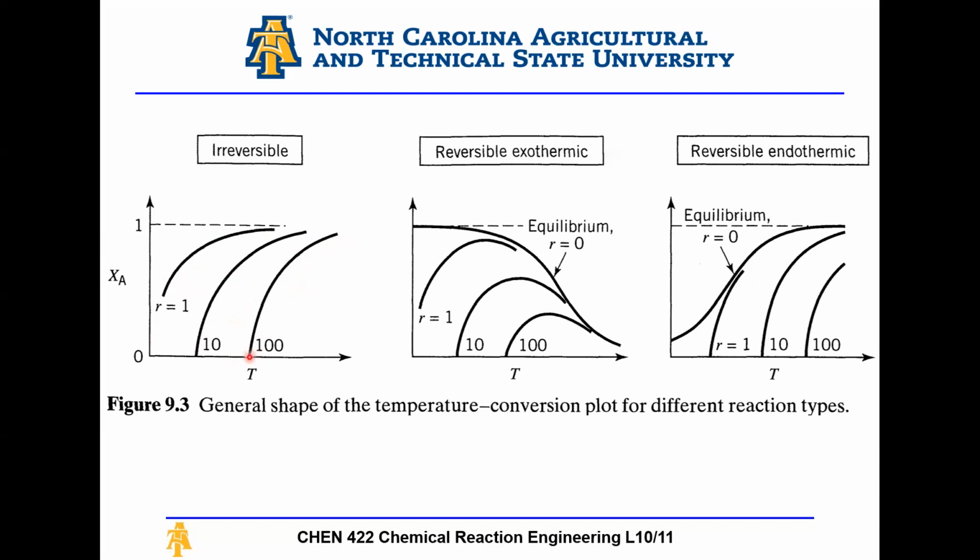My locus of equilibrium conversion changes. For a reversible exothermic reaction, this is what the plot looks like. I have my equilibrium line where R equals 0, and my reaction rates are curved to meet this equilibrium line. And for a reversible endothermic reaction, my equilibrium line looks like the complete opposite of the reversible exothermic, and my reaction rate lines also curve to meet this line at that certain point.